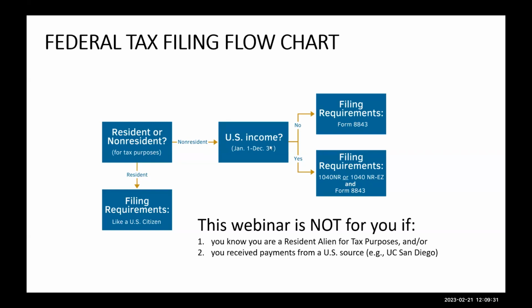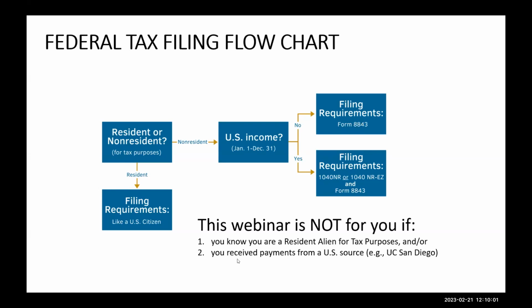So if you are a non-resident, then you have to determine whether you had any US source income. If you had some between January 1st and December 31st, then you would need to file the 1040 NR and the Form 8843. But if you had no US source income, then you only need to file the Form 8843.